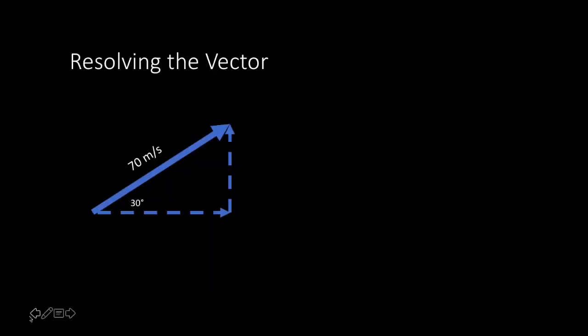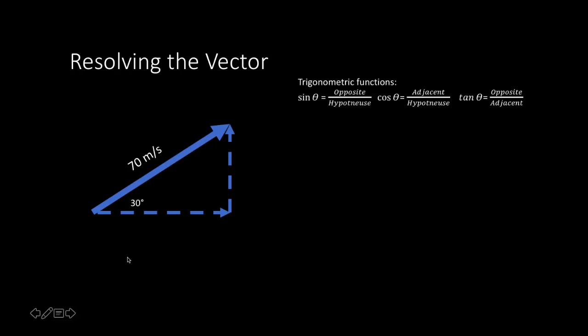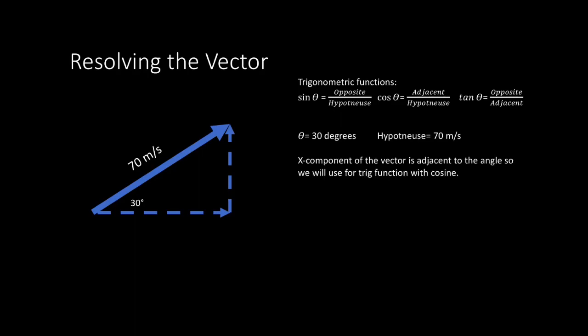To find the initial velocity in the x and y direction, we must resolve or split the vector into its components. These are the trig functions that may be useful for resolving vectors. So we know that theta, or the angle, is 30 degrees, and the hypotenuse of the vector triangle is 70 meters per second. We're going to use the trig function with cosine to solve for the x component because the x component is adjacent to the angle.